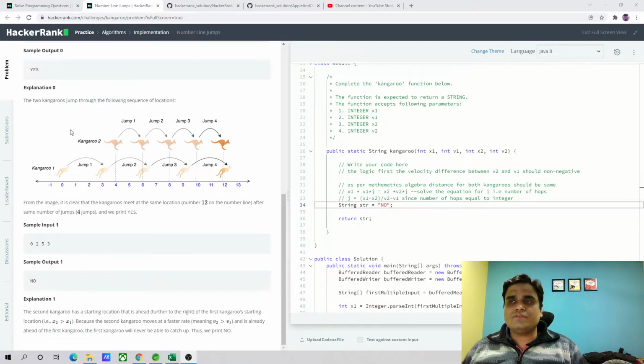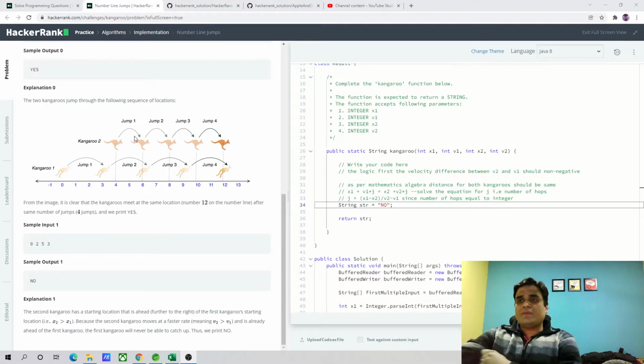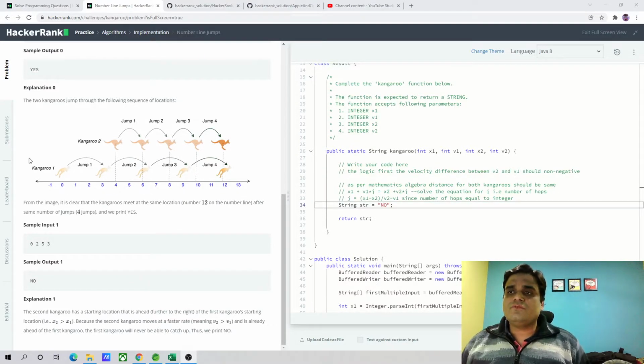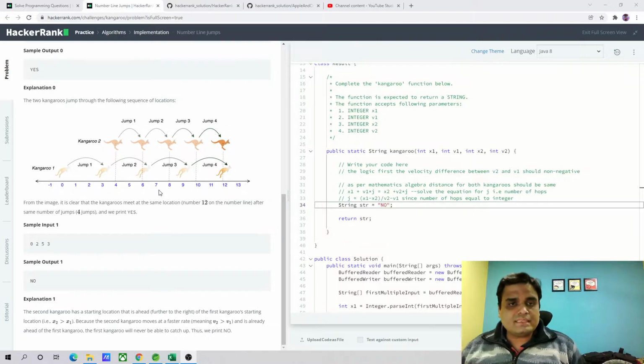So this is the visualization presented on this page for this problem. Here you can see two kangaroos, and one kangaroo is jumping with the speed of v1, and another is jumping from the x2 position, that is 4, with a velocity of v2. When these kangaroos are jumping, we need to identify whether they can meet at some point in the timeline.